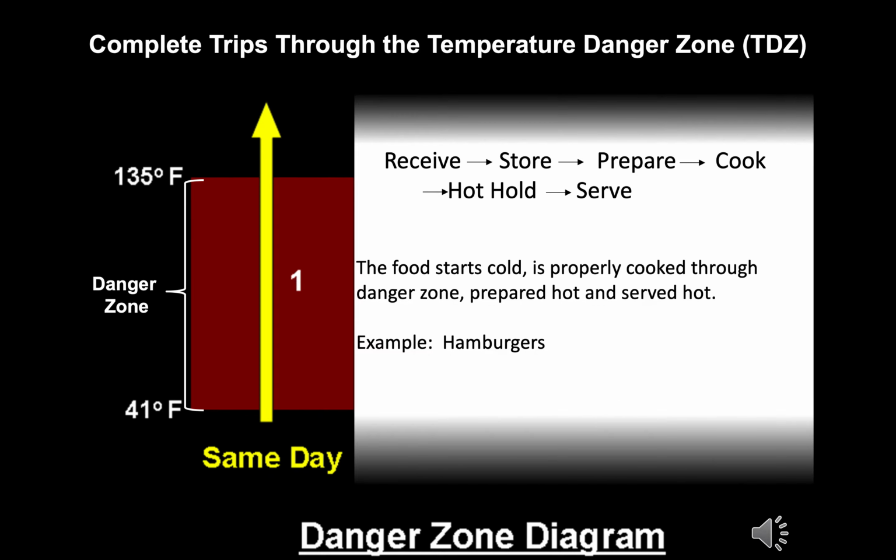In the same-day process, we have a hamburger as our example. The hamburger patty starts as the cold food at 41 degrees Fahrenheit or below. Then the patty is properly cooked through the danger zone to its appropriate internal temperature of 155 degrees Fahrenheit for 15 seconds. It is then prepared hot and held at 135 degrees Fahrenheit or above and then served hot. In this example, we went on 1 trip through the danger zone when we cooked our cold hamburger patty to the appropriate internal temperature.